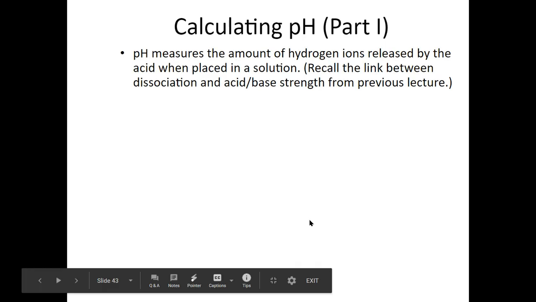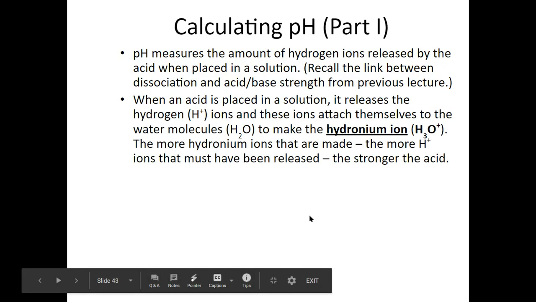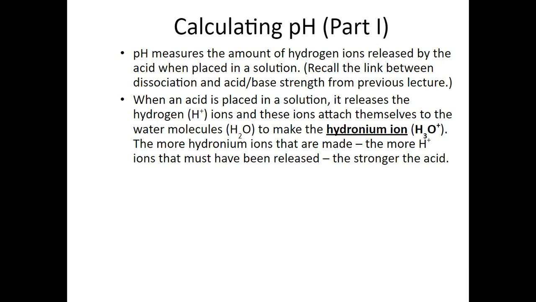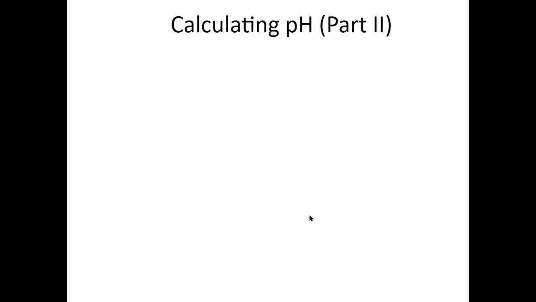Okay, calculating pH part 1. pH measures the amount of hydrogen ions released by the acid when placed in a solution. So recall the link between dissociation and acid-base strength in the previous lecture. When an acid is placed in solution, it releases hydrogen ions, and then these ions attach themselves to water molecules to make a hydronium ion, H3O+. The more hydronium ions that are made, the more hydrogen ions that must be released, then you have the stronger acid. So this is hydrogen ions plus water, you get hydronium ions. Now, this means that to measure the pH of an acid, we are actually measuring the number of hydronium ions rather than the number of hydrogen ions, because hydrogen ions quickly form hydronium. So that's technically what's going on there.